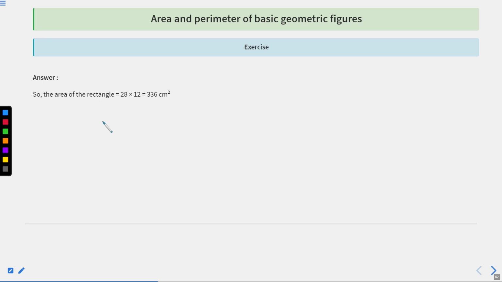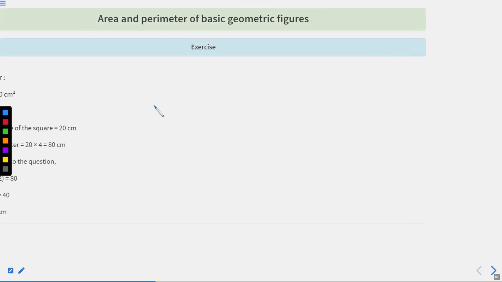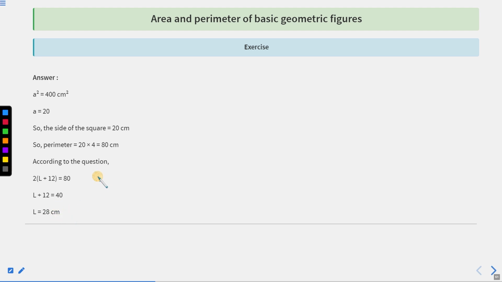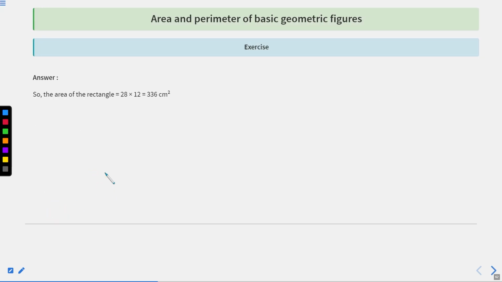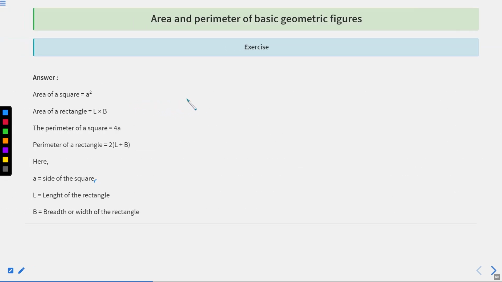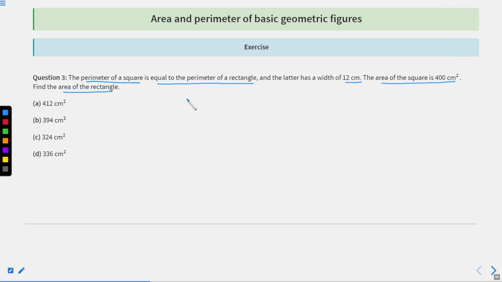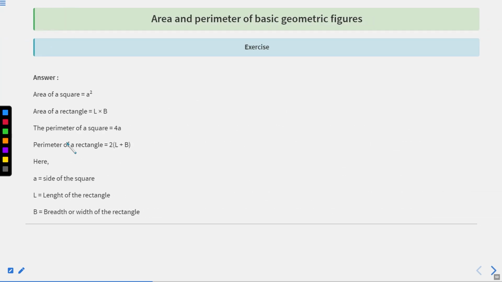Now we have to find the area of rectangle. Width was already given to us and the length we have calculated just now. Here you can see 28 centimeter. So the final solution will be length into width, that will be 28 times 12, that is 336 centimeter square. So option number D is the final answer for question number 3, that is 336 centimeter square.